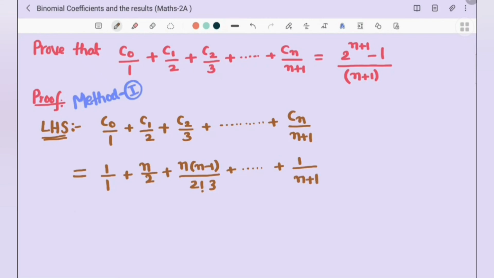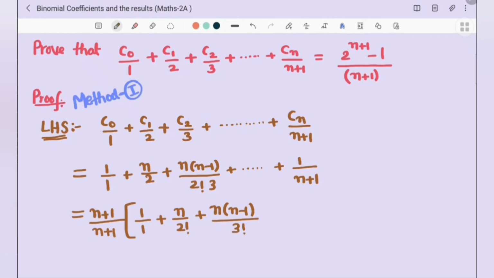In the next step, according to the denominator, we are multiplying and dividing the LHS by n plus 1. So 1 by 1 plus n by 2; 2 means 2 factorial, we can write. n into n minus 1 by 3 into 2 factorial can be written as 3 factorial. So n into n minus 1 by 3 factorial plus and so on, 1 by n plus 1.